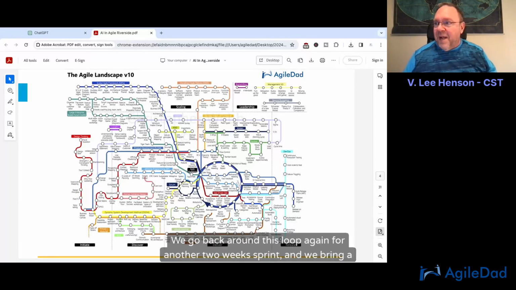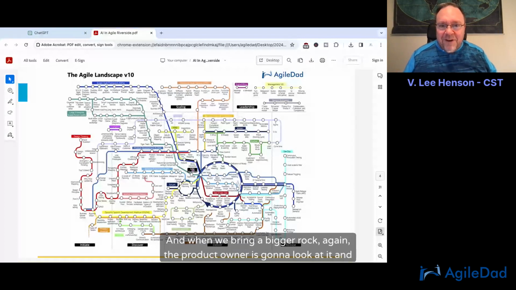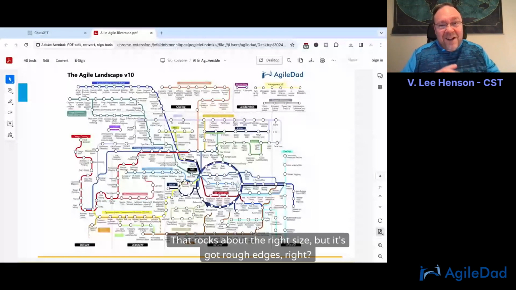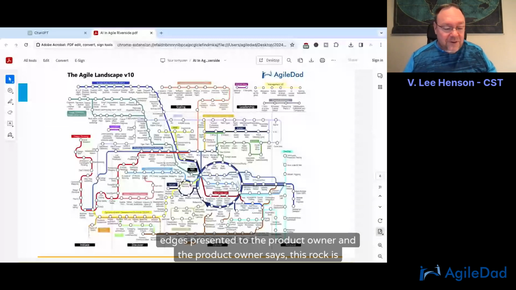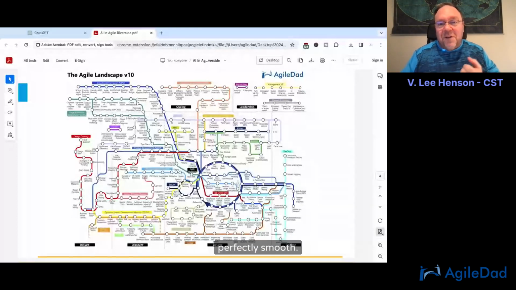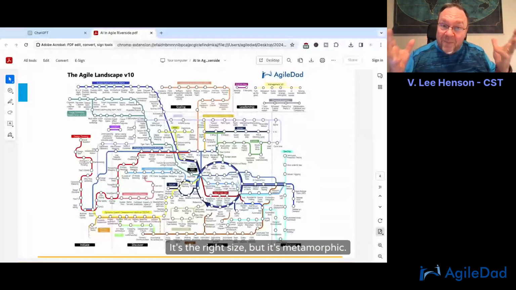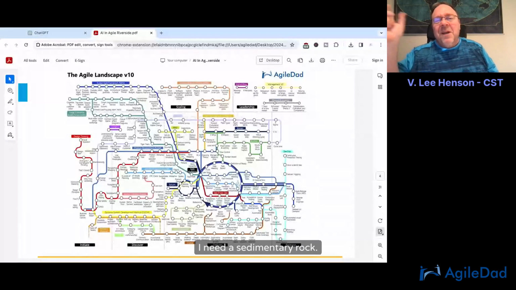So then what do we do? We go back around this loop again for another 2-week sprint, and we bring a bigger rock. And when we bring a bigger rock in, the product owner is going to look at it and say, that rock's about the right size, but it's got rough edges, right? So then what do we do? We go back out frustrated, go back around the loop again, bring a rock with smooth edges, present it to the product owner, and the product owner says, this rock is perfectly smooth, it's the right size, but it's metamorphic. I need a sedimentary rock.